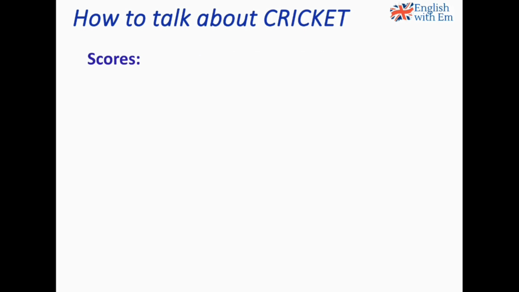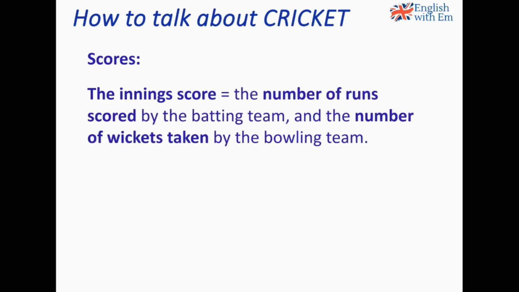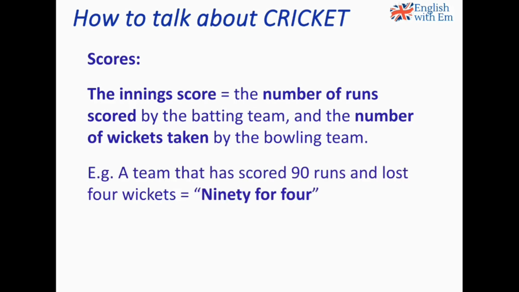Now let's look at the scores. The innings score. So this is the number of runs scored by the batting team and the number of wickets taken by the bowling team. So both scores are represented. So for example, a team that scored 90 runs and lost 4 wickets is said to have 90 for 4, or to be 90 for 4. And it's written like this. So we've got two ways to present this score.